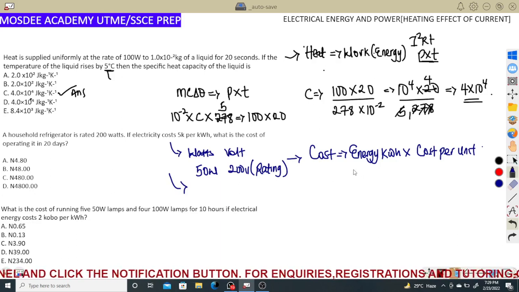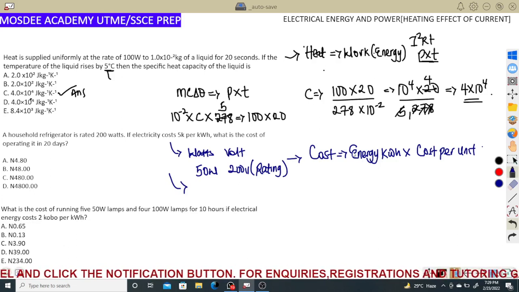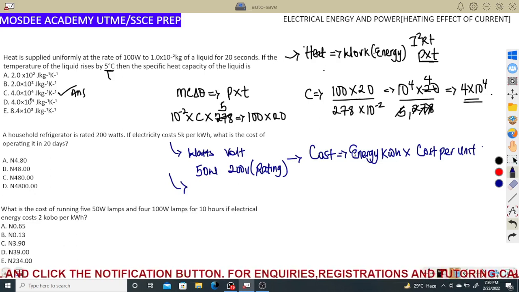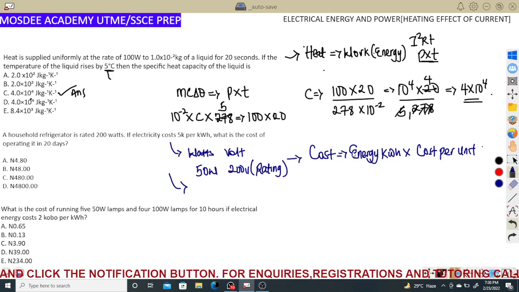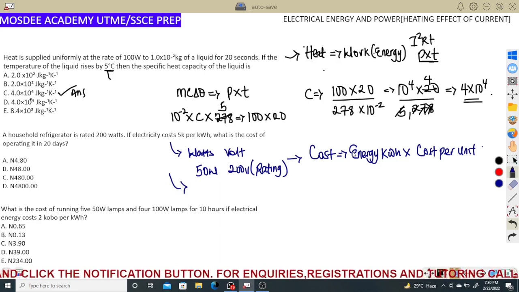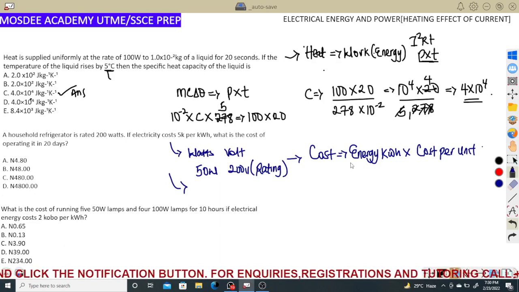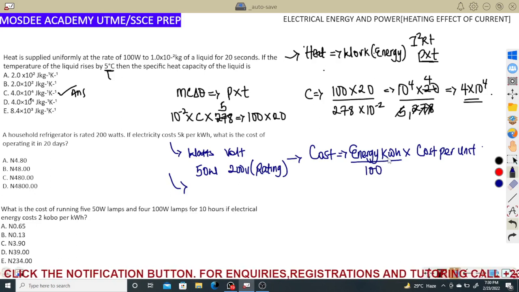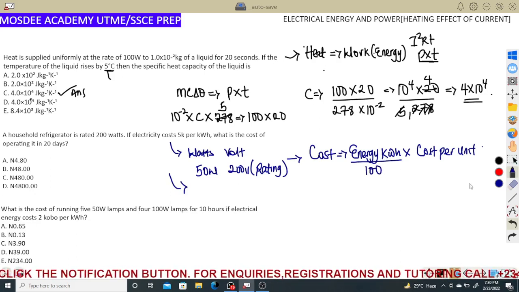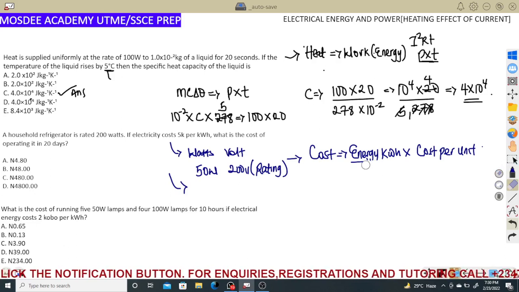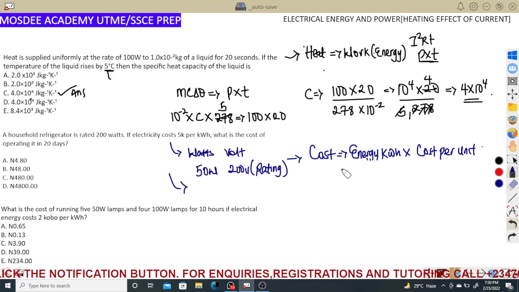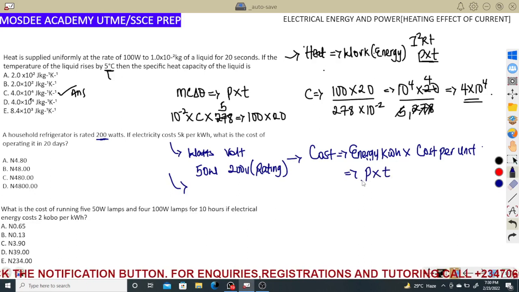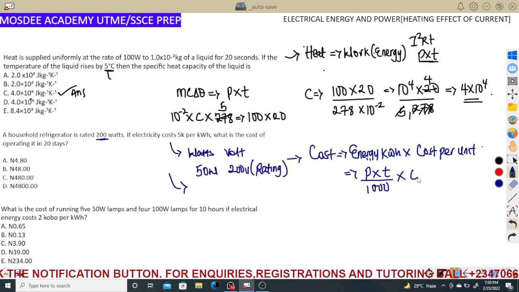Now, energy in kilowatt hour is energy over 1,000. That is the formula we use. I hope you understand that when I say energy in kilowatt hour, it means you divide by 1,000. So let me write the formula like this for you. If energy is power times time, then cost is power times time over 1,000, multiplied by cost per unit.